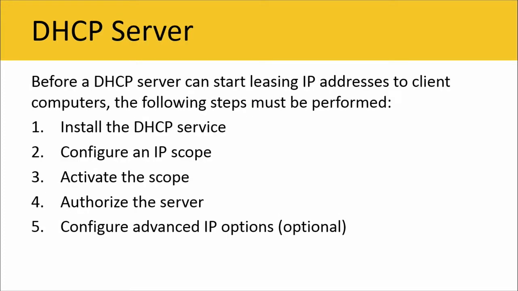So let's talk about the DHCP server and how that process works. It starts leasing an IP address to client computers after the following steps are performed. And so you see the steps there. Clearly, you have to install the DHCP service on a server before it can be used. You configure an IP scope, activate that scope, authorize the server, and then configure any other advanced options. And of course, those are optional, but if you're a really good network administrator, you're probably going to be configuring those advanced IP options. I honestly probably am not there yet myself, but someday, right?